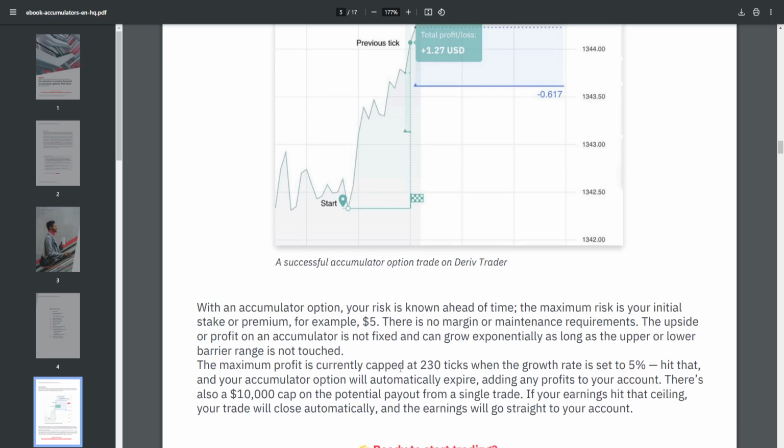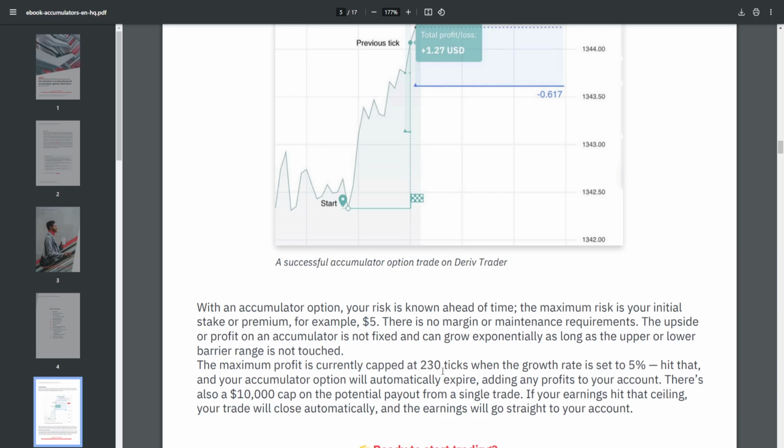Now, with an accumulator option, your risk is known ahead of time. The maximum risk is your initial stake, okay? For example, $5. There is no margin or maintenance requirements like in MT5, all right? The upside or profit on an accumulator is not fixed and can grow exponentially as long as the upper or lower barrier is not touched. That is the best part.